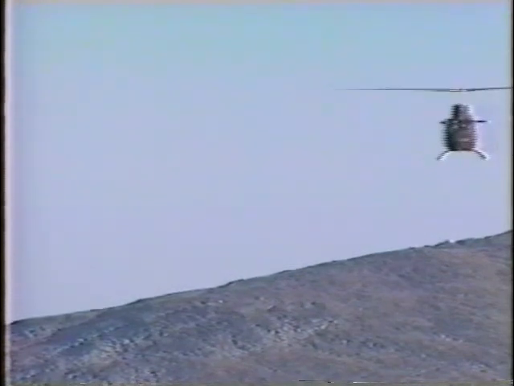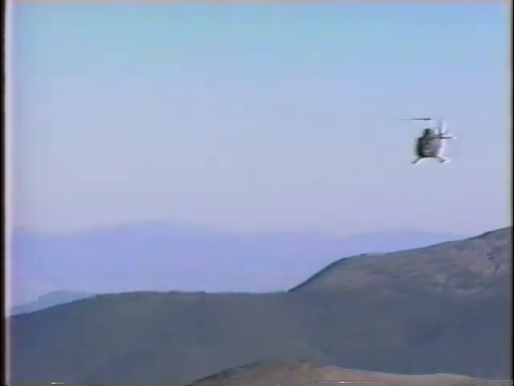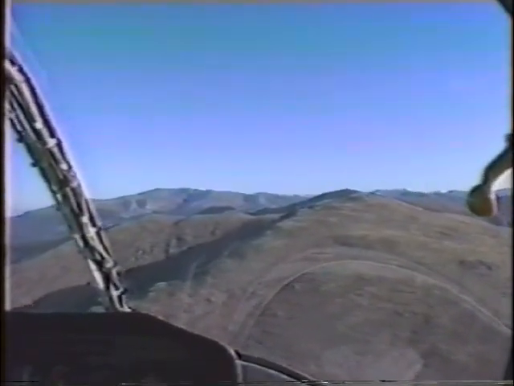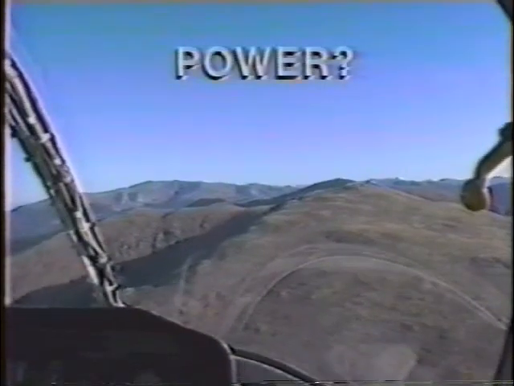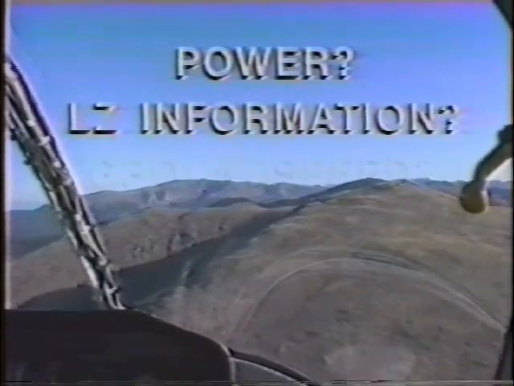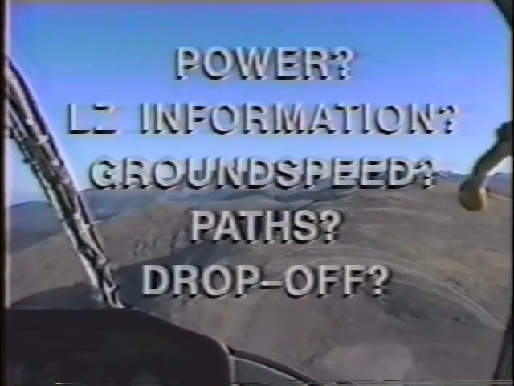Next, move to the good air side and set up a 40-knot eye-level pass of the landing zone you're considering. Make a mental note of all the information you need to gather, like power requirements, size, shape, slope, and surface of the LZ, relative ground speed, approach and departure paths, and the proximity of the drop-off.